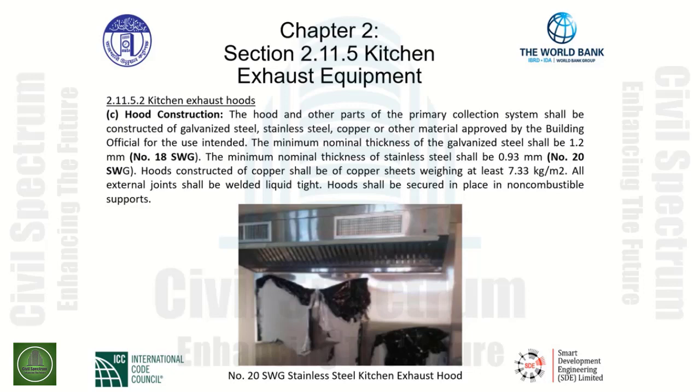Hoods constructed of copper shall be sheets weighing at least 7.33 kilogram per square meter. All external joints shall be welded liquid tight, and hood shall be secured in place by non-combustible supports. As indicated below is an example of stainless steel kitchen exhaust hood, and the minimum thickness of this hood is in fact 20 gauge sheet steel.